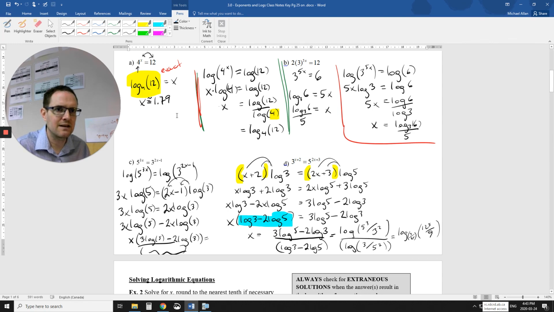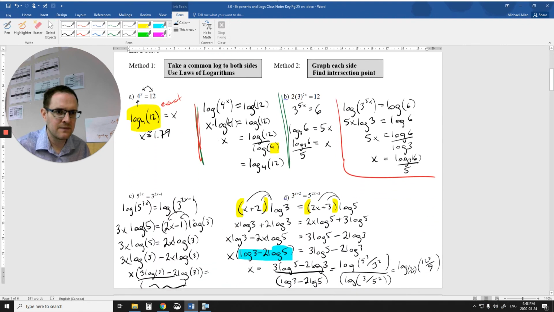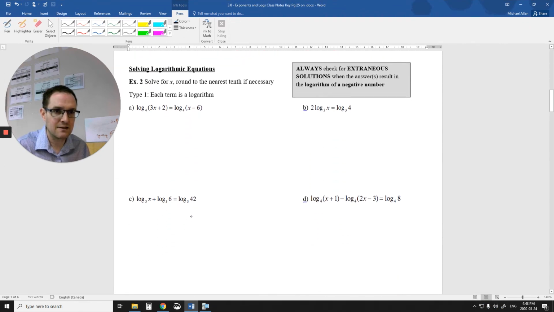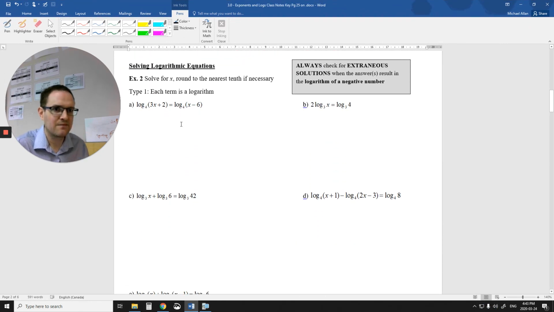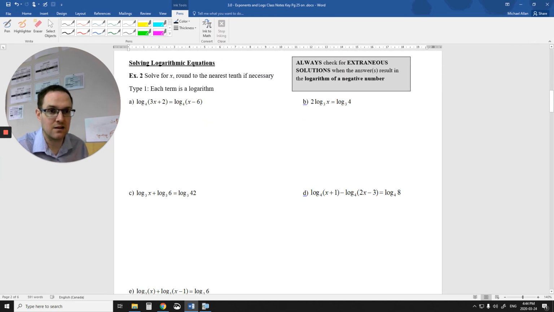I think that should be it for this video for now, because that was a lot, right? This is solving exponentials using logs, but now we're going to use log laws and maybe change it into exponentials to solve for logarithmic functions.